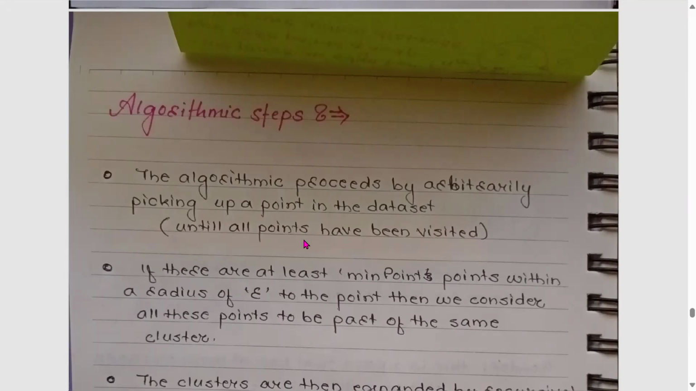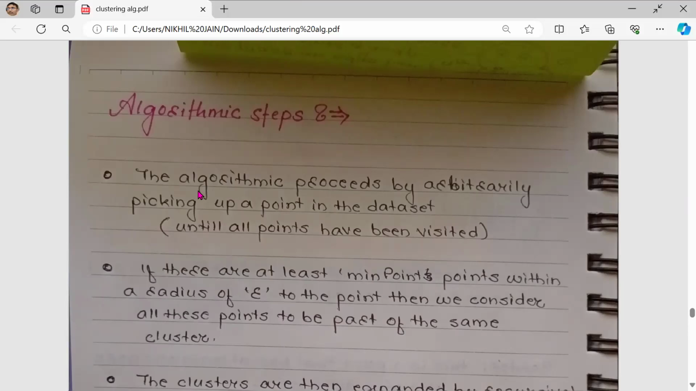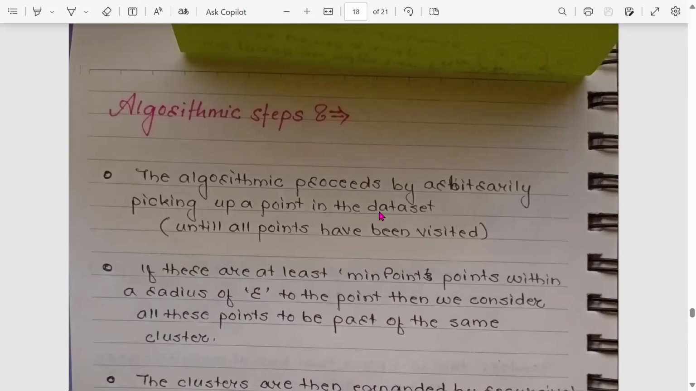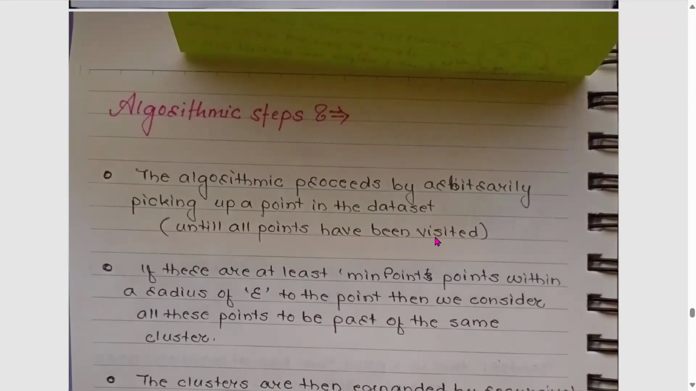We focus and continue. The algorithm proceeds by arbitrarily picking up a point in the dataset until all points have been visited. First, they are telling us the algorithm proceeds by arbitrarily picking up a point in the dataset.